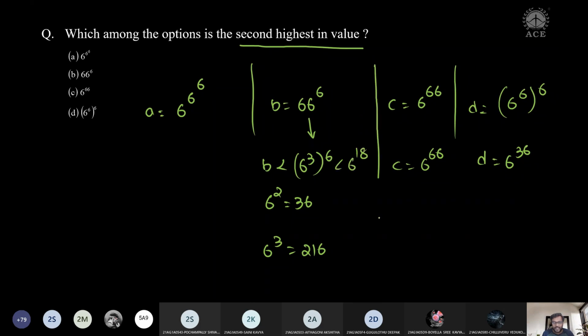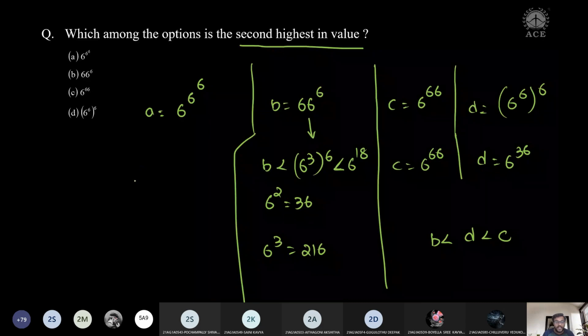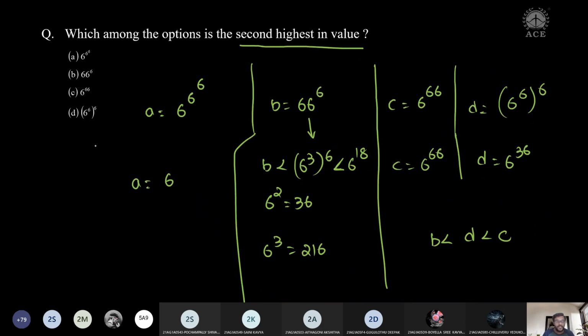Okay, so I can decide D is less than C, because this is 6 power 18, less than 6 power 18. This is 6 power 36. Whereas here A is 6 power 6, which is 6 cube into 6 cube. 216 into 216, such a big number. So yes, definitely C is less than A.